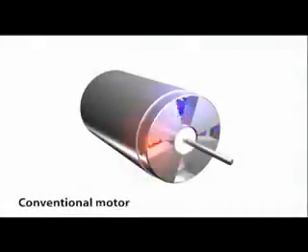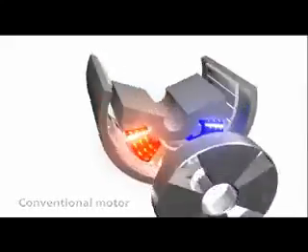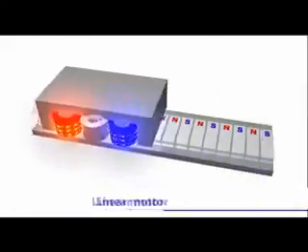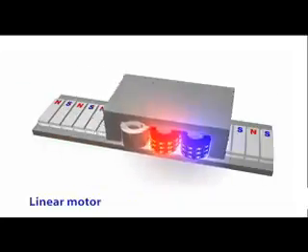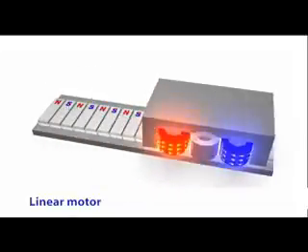You can visualize a so-called linear motor as a rotary motor that has been cut open along its axis and then spread out, so that the motor's rotary motion becomes linear motion. This is a linear motor.